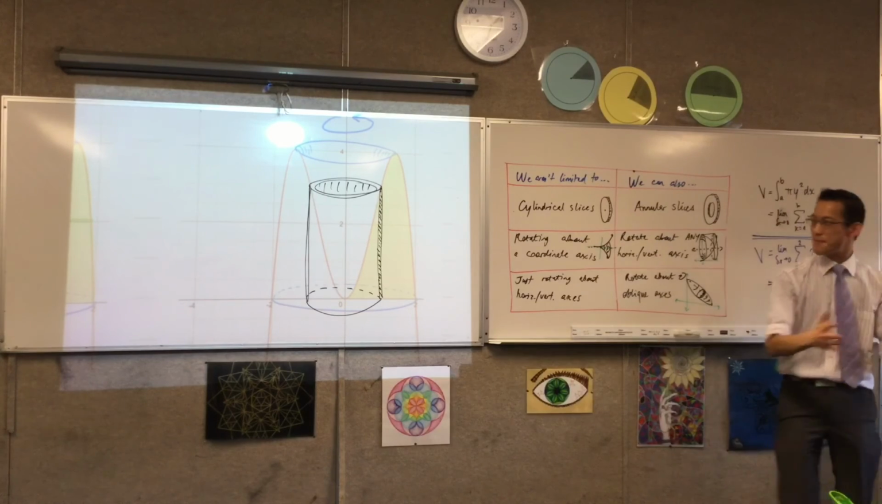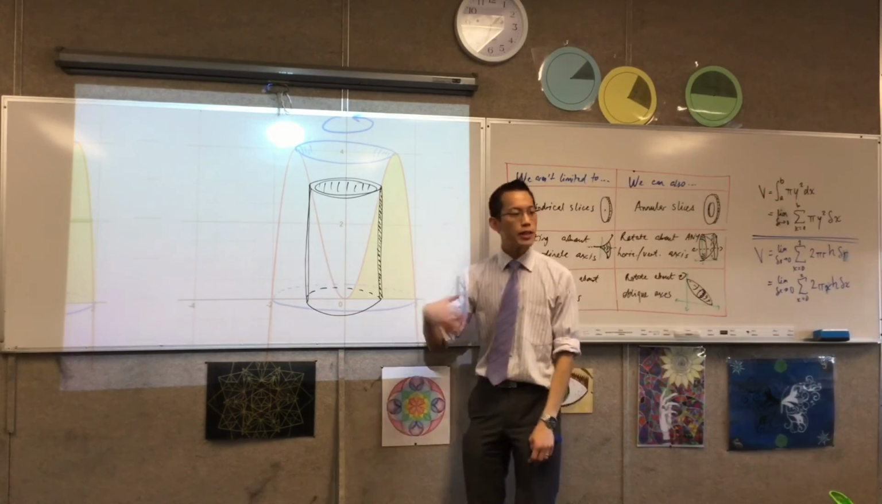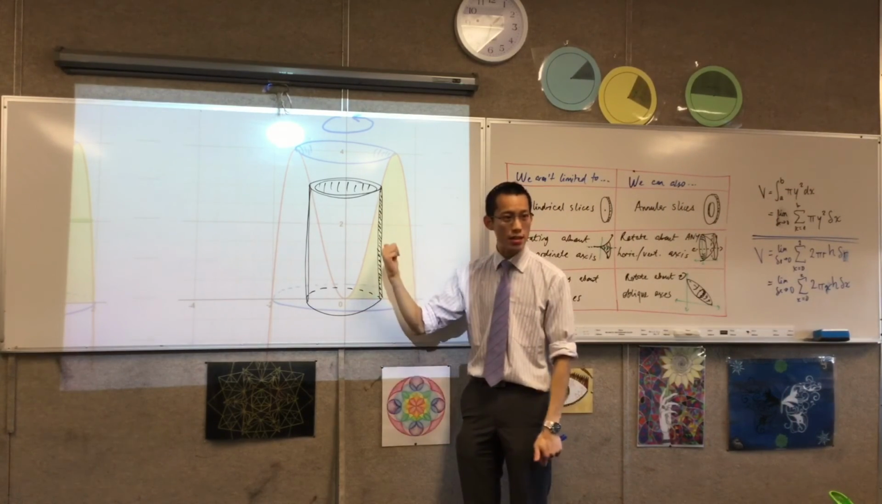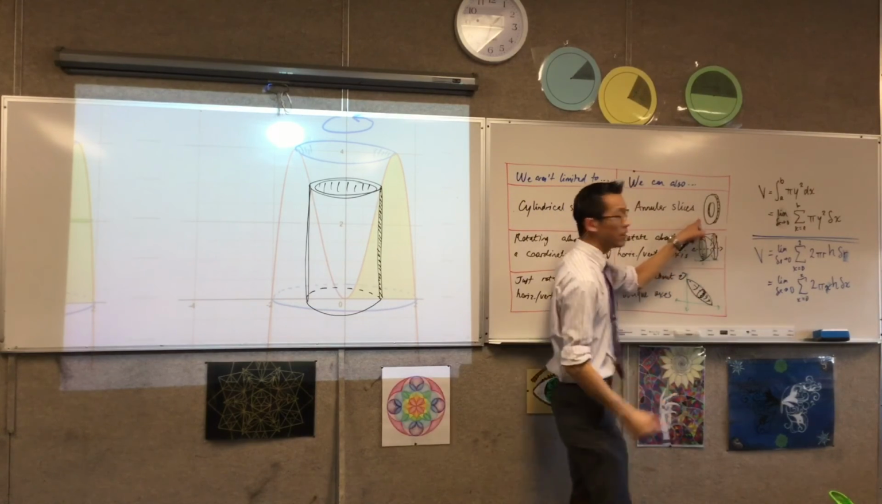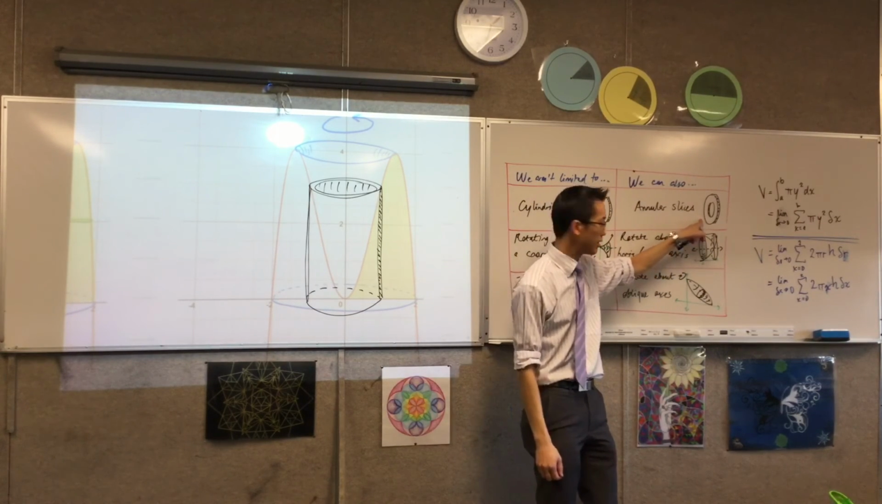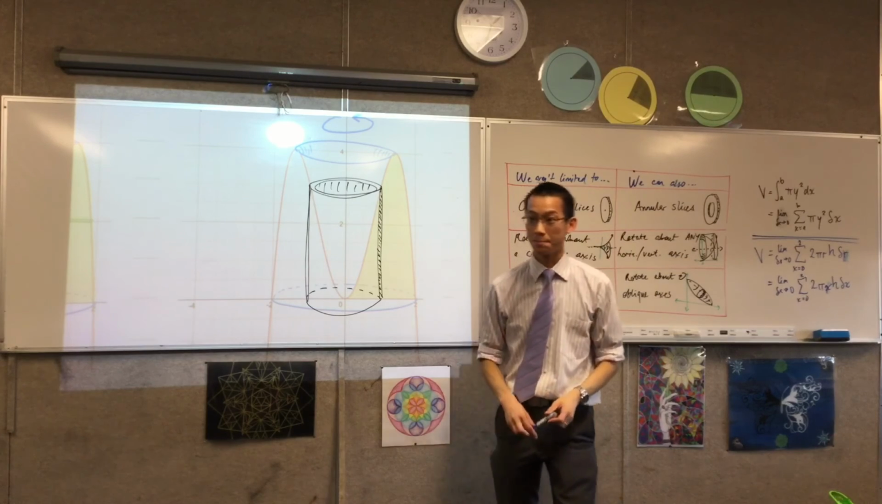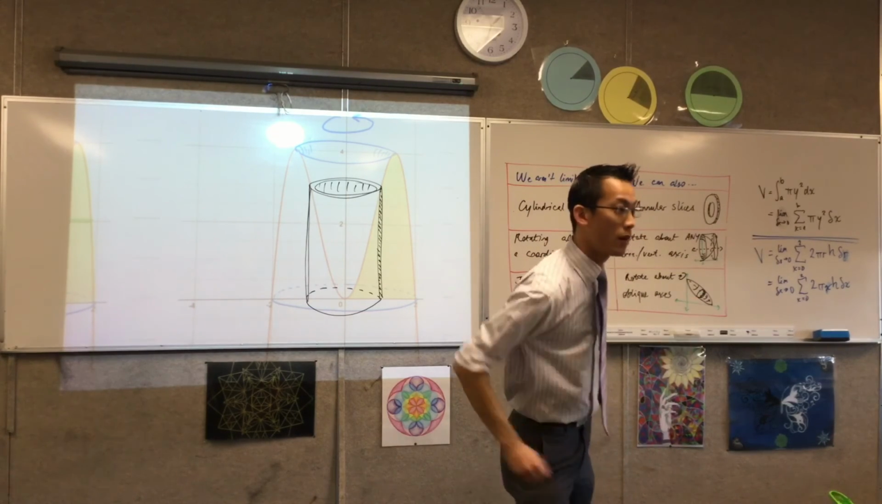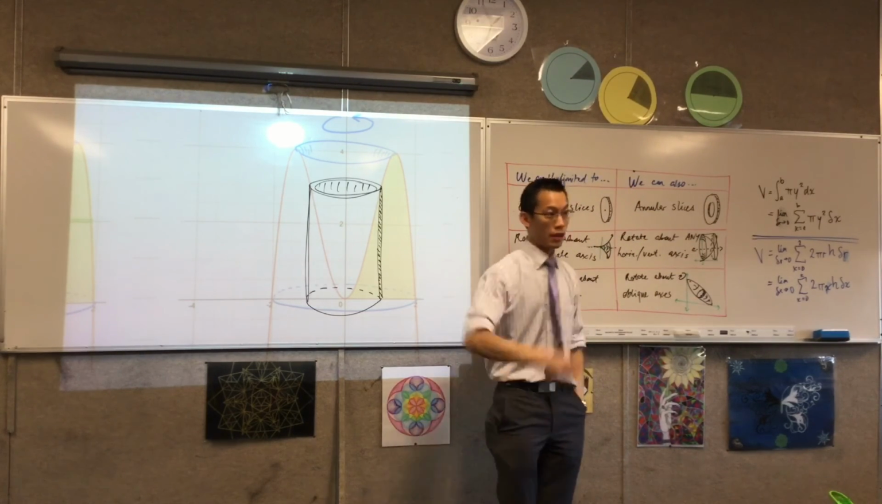Okay, is it any better? What would lead me to think cylindrical slices rather than annular slices? What might lead me to think that? There's something on the board that tells me. There's a y squared. Yeah. So that you don't have to convert everything into y's. Okay, yeah. With x's.